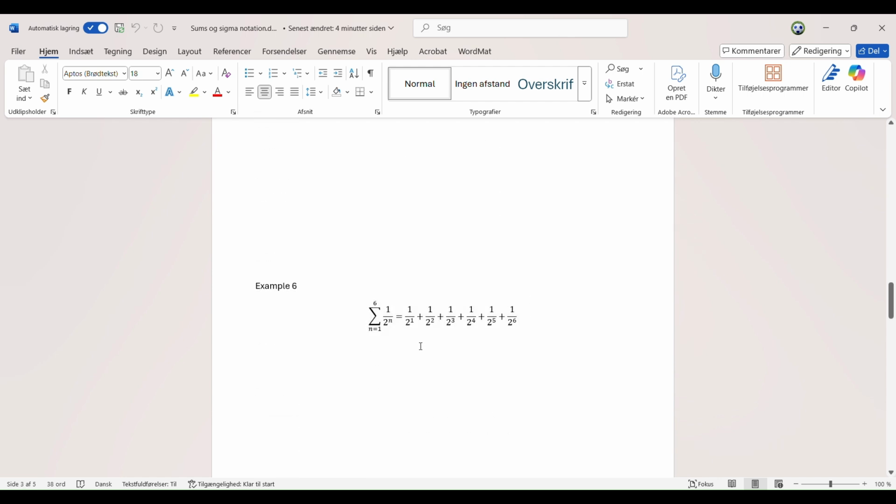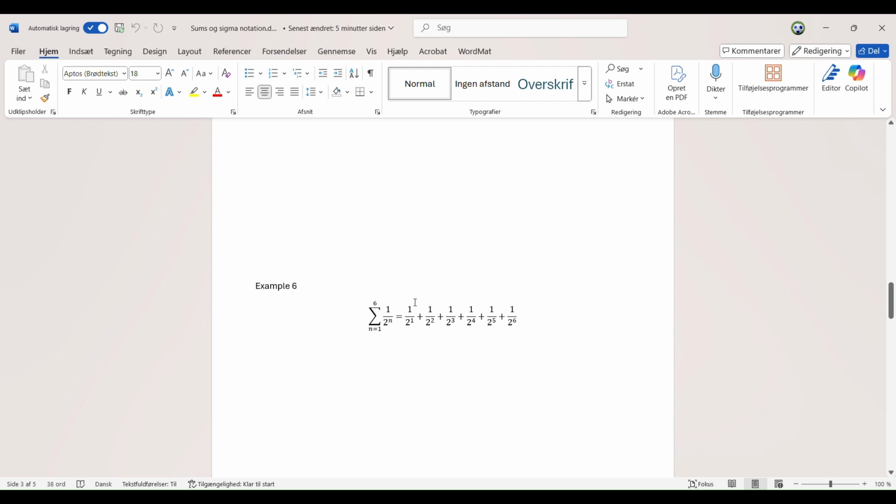Example 6, almost the same. The index is n. The upper limit is once again 6. Now we've got the expression 1 divided by 2 to the power of n. So we start by putting 1 onto n's place, then 2, then 3, and so on up to 6.